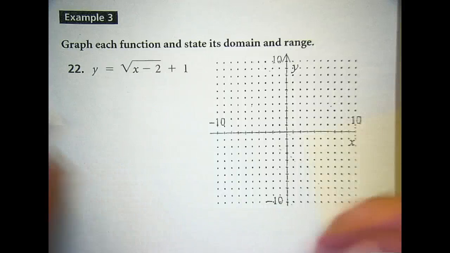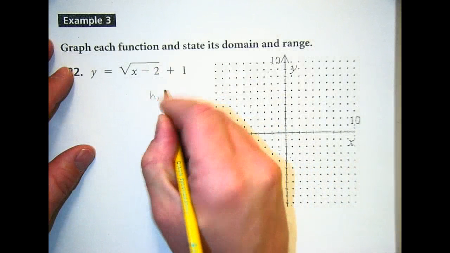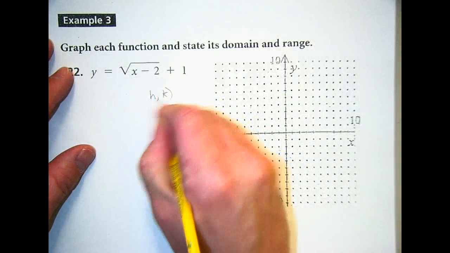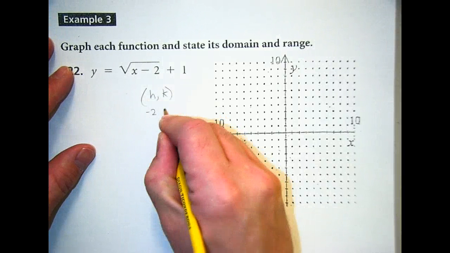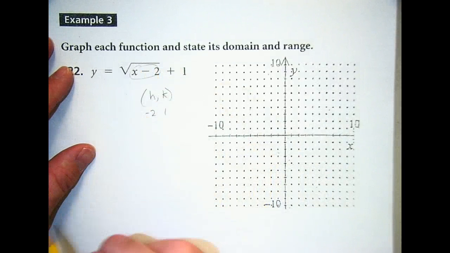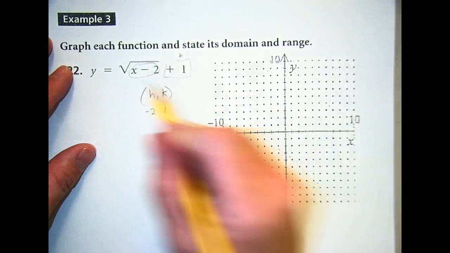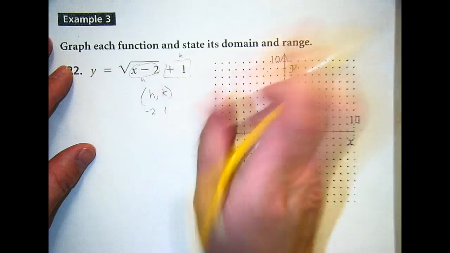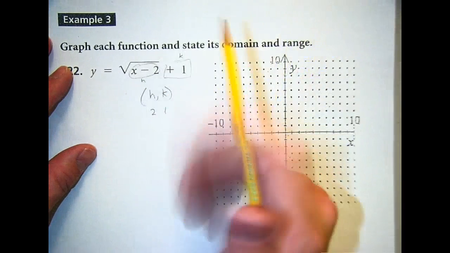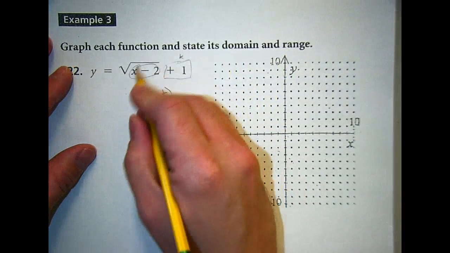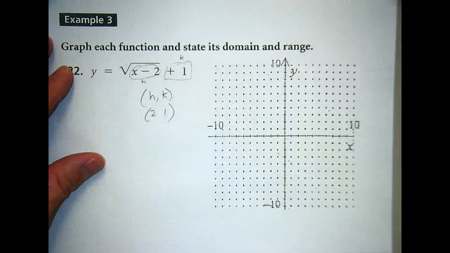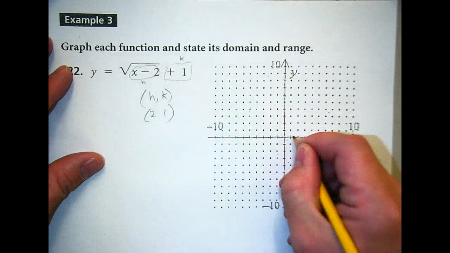What's my h? h is negative 2. What's my k? Good. Negative 2, 1. h is right in here. k is right here. Actually, h should be 2. It's whatever makes that positive, or whatever makes that 0. Okay? So 2, 1. So we go to 2, 1.